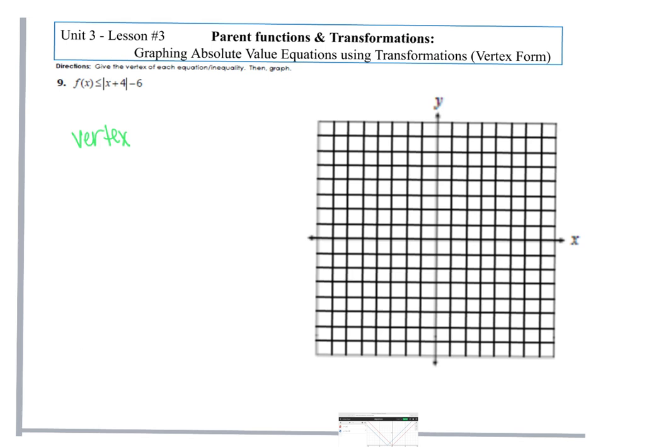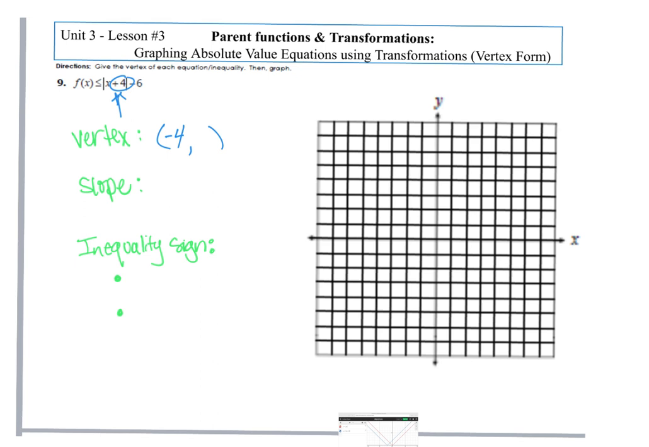To get the vertex, I'm getting a coordinate. We're getting our x and y value from looking at the equation. The x value of the vertex comes from what is inside the absolute value bars with x. I have a positive 4, so we take it out as a negative 4.